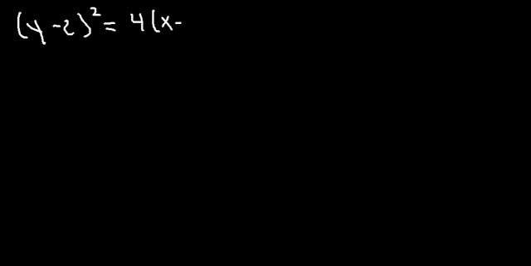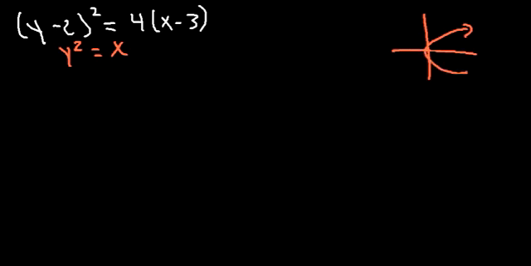Let's try another example. Let's say we have (y minus 2) squared is equal to 4 times (x minus 3). So our general equation is y squared is equal to x. So this one's going to open to the right again. And we know the focus is going to be over here. The directrix is over here. So the vertex is 3 for x, positive 2 for y.